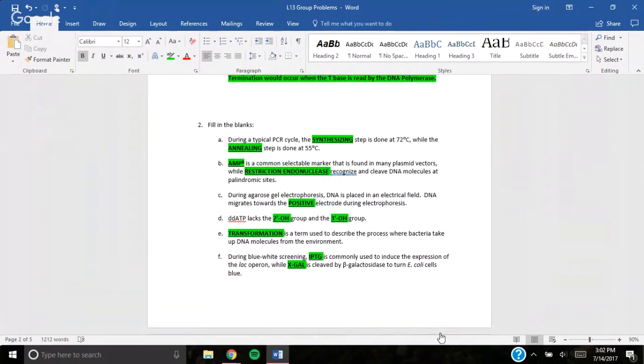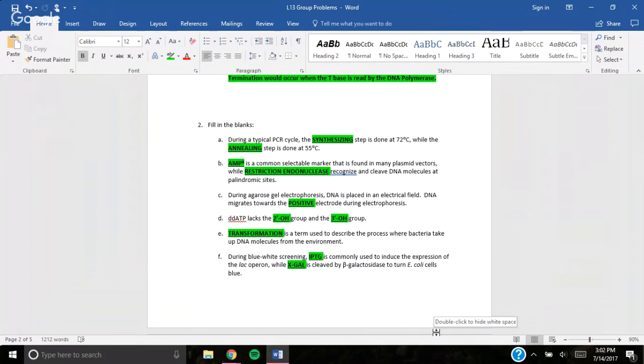Okay, and so for A in question 2, it's just the vocab that we got from the reading. During a typical PCR cycle, the DNA synthesizing step is done at 72 degrees Celsius, while the annealing step is done at 55 degrees Celsius. For B, AMP-R is a common selectable marker that is found in many plasmid vectors, while restriction endonucleases recognize and cleave DNA molecules at palindromic sites.